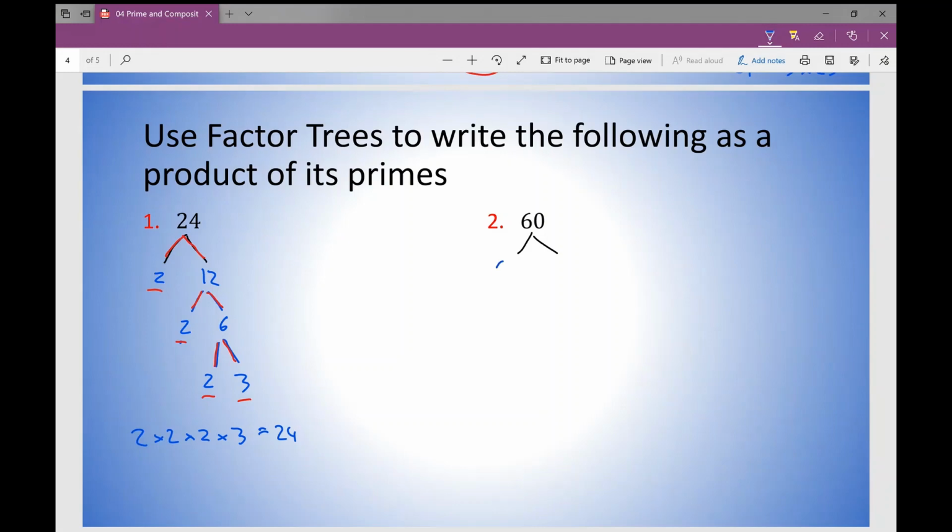Now we can break 60 up into 6 and 10. We've already done 6 before, so we know exactly how to do that. That breaks down into 2 and 3. And we can break 10 down into 2 and 5. And now the numbers at the bottom of our trees are all prime numbers. And what we can do now is we can go 2 times 2 times 3 times 5, and that actually equals 60.